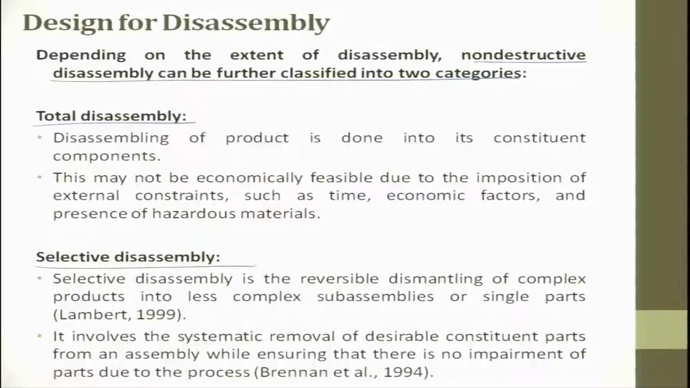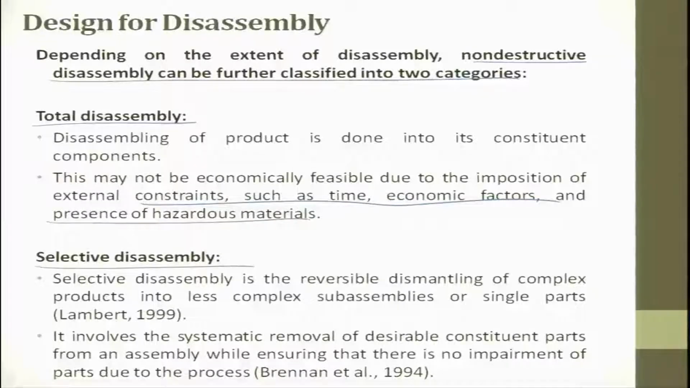Total disassembly means our product is taken down into its constituent components. You try to take a car and strip off every part of the car. This may not be economically feasible due to the imposition of external constraints such as time, economic factors and presence of hazardous material. If you want to repair a car, you take only the fixed location or fixed parts which are not functioning, rather than removing the entire car. Yes, it is good, you do overhauling and then place it back, but while placing, many a times it is time consuming and also difficult.